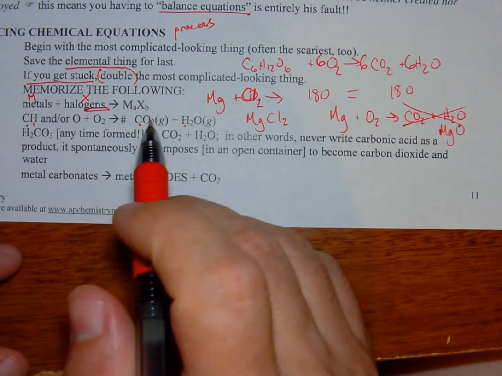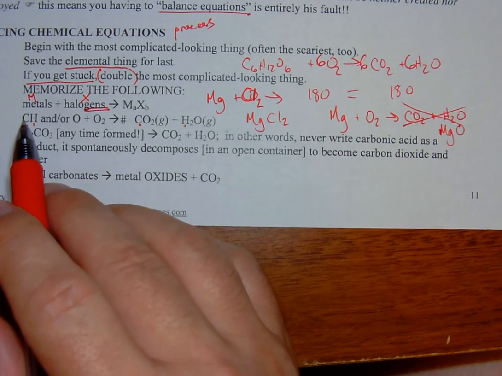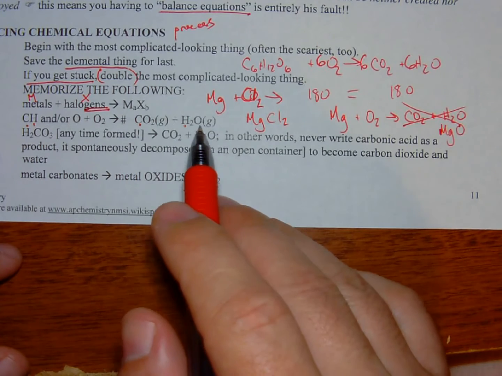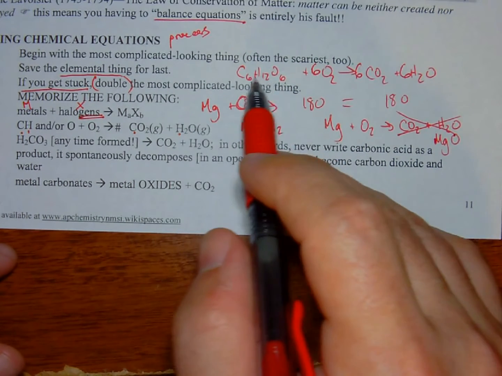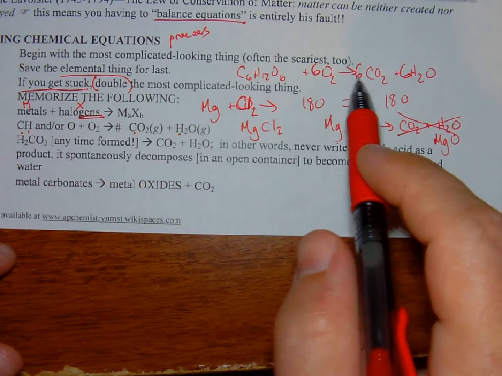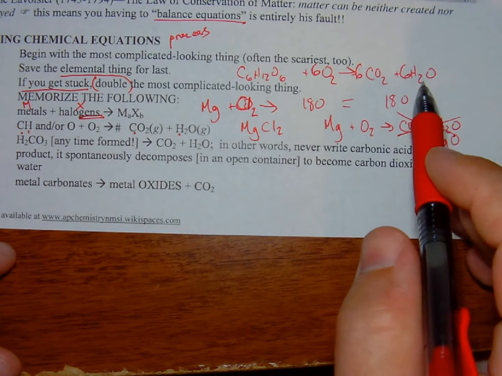So yes, it's very helpful to remember that anytime you combust a hydrocarbon, you're going to have CO2 and H2O present, just like when we combusted glucose. This is a hydrocarbon. We had carbon dioxide and water present as our products.